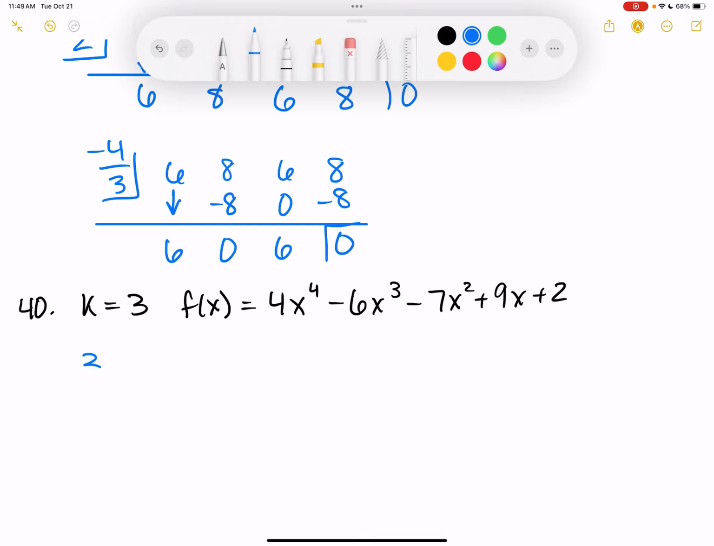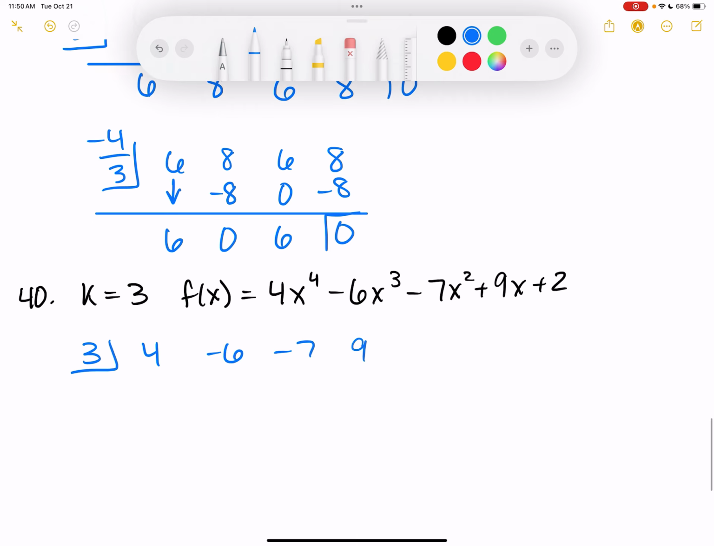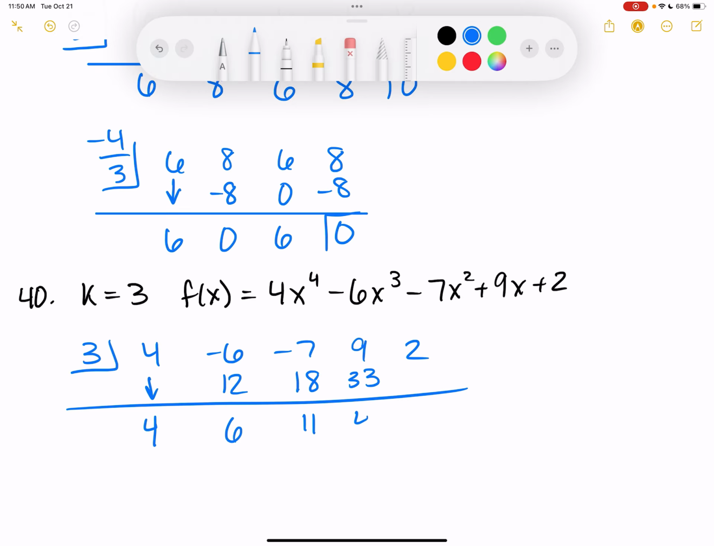So 3, and then we use all these numbers: 4, -6, -7, 9, and 2. And the same rule applies if anything was missing. Bring down the 4, times 3 is 12, minus 6 is 6, times 3 is 18, minus 7 is 11, times 3 is 33, plus 9 is 42, times 3 is 126, plus 2 is 128. So all of these are positive, so 3 is an upper bound.